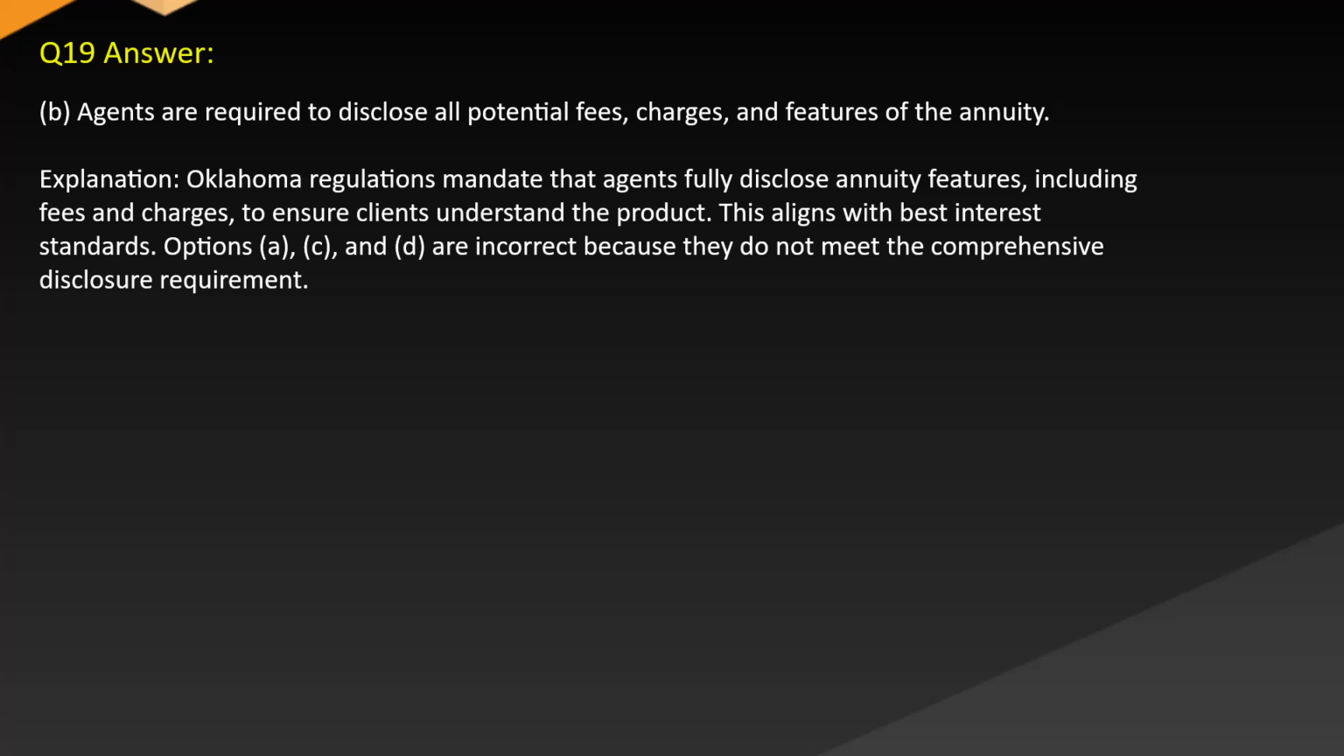Answer: B. Agents are required to disclose all potential fees, charges, and features of the annuity. Explanation: Oklahoma regulations mandate that agents fully disclose annuity features, including fees and charges, to ensure clients understand the product. This aligns with best interest standards. Options A, C, and D are incorrect because they do not meet the comprehensive disclosure requirement.